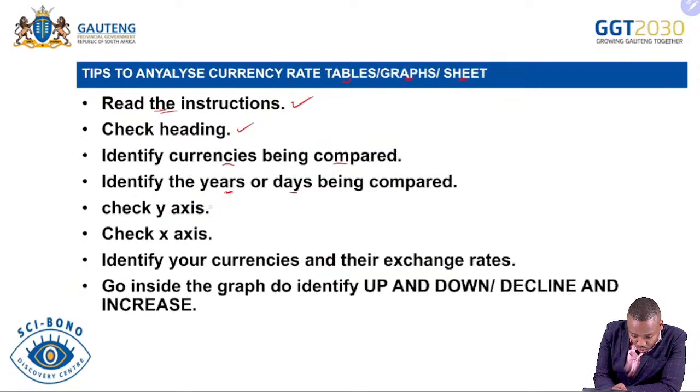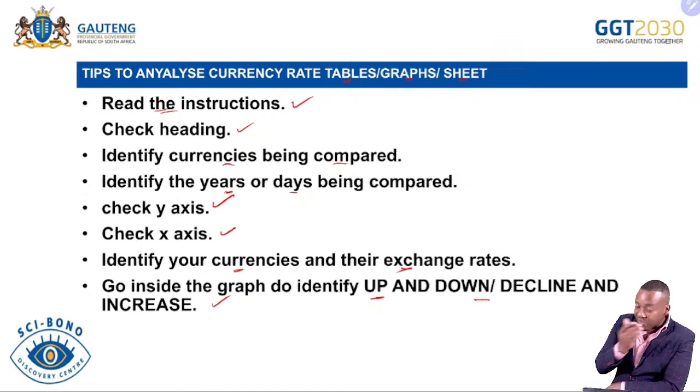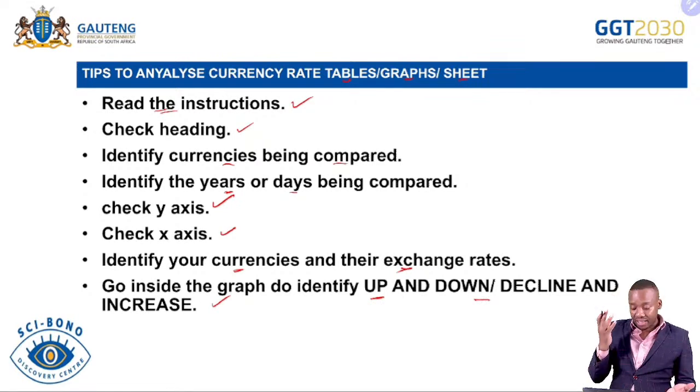Let's check another tip. Check what's going on your y-axis, and also check what is going on your x-axis. Then identify your currencies and the exchange rate. Go inside the graph and identify the up and down. Remember, the up and down shows the currency fluctuation.